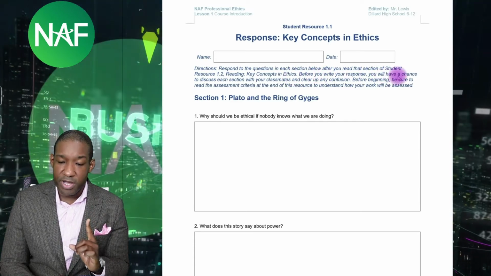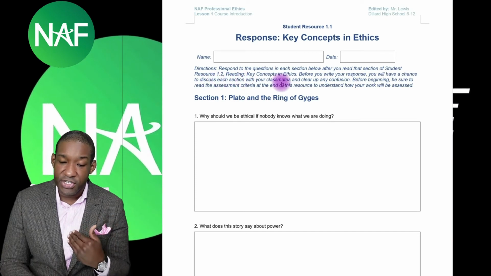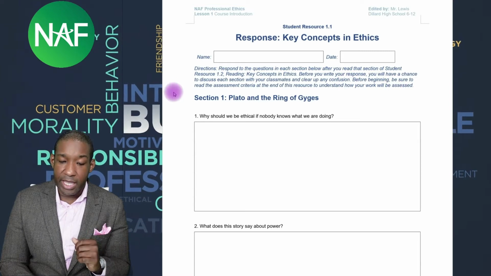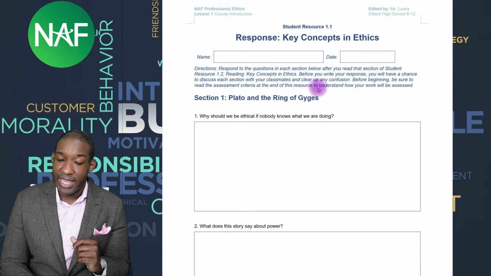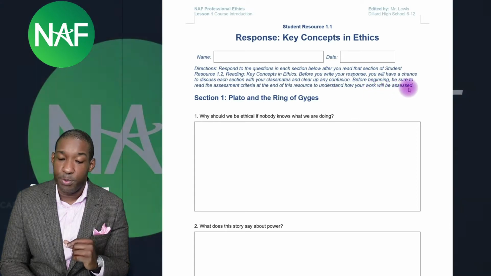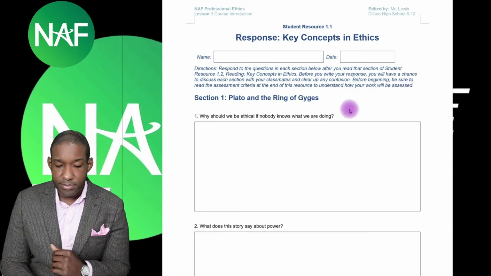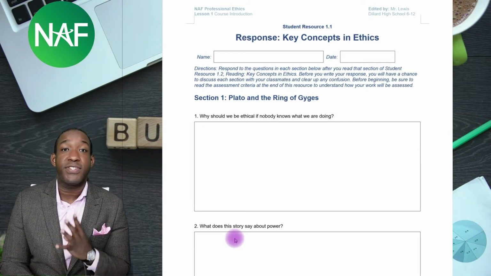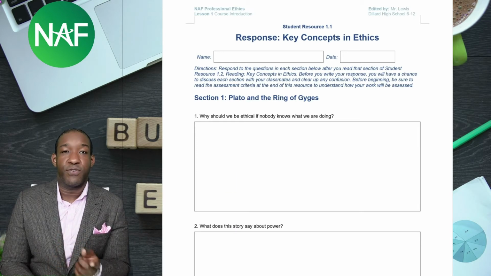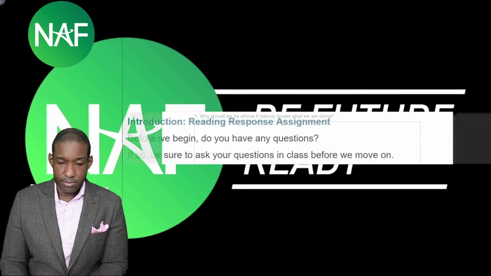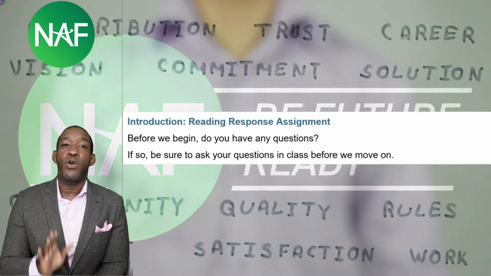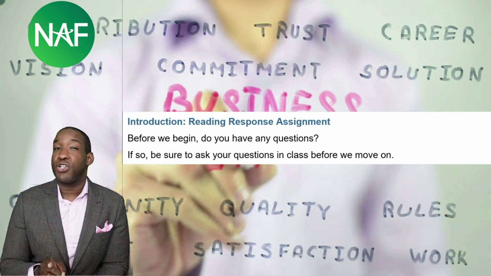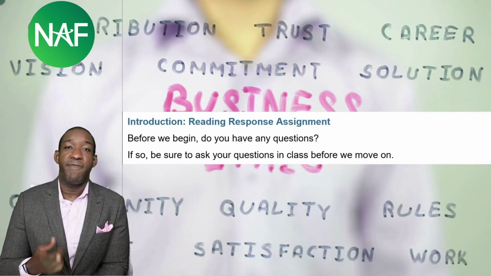Before you write your response, you will have a chance to discuss each section with your classmates and clear up any confusion. Before beginning, be sure to read the assessment criteria at the end of this resource to understand how your work will be assessed, and we will be reviewing that. And so you can see how there's a section, and then there are questions, and there are 4 sections in total, and 4 questions for each of those sections. Before we proceed, do you have any questions? If so, be sure you ask those questions in class before we move on.